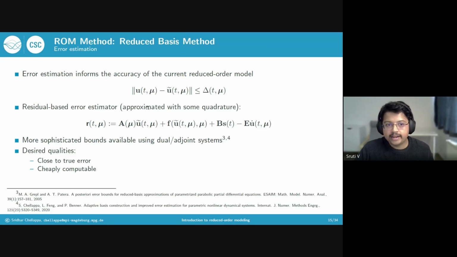What can be used for error estimators? The most logical or the easy one that one can think of are the residual-based error estimators, where I just take my original equations of the full order model and then plug in the approximation U tilde into it. And basically, I can approximate this whole expression using some quadrature for each time instance. Let's say you can just apply quadrature and then compute it for different time instances. While this is easy, this is not the best one can do.